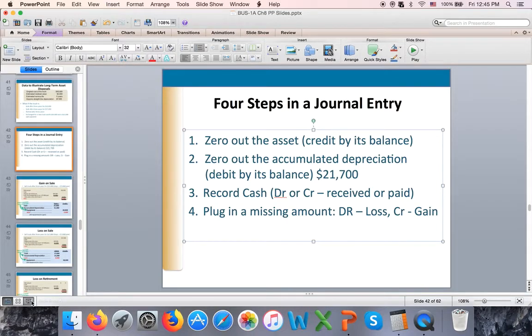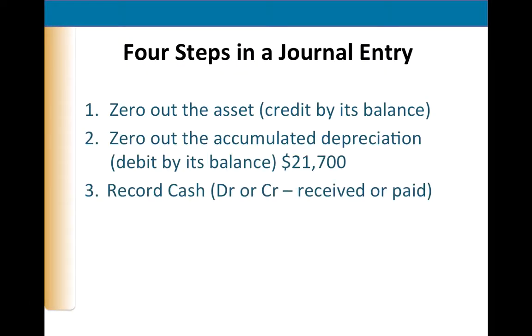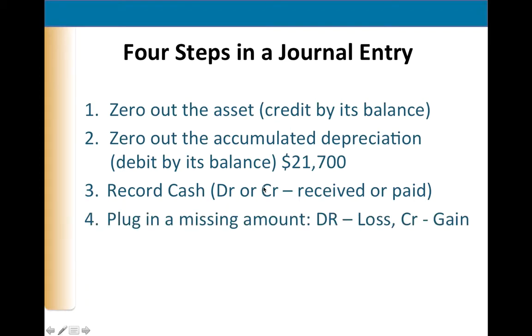Okay? And then step 3, look at cash, if cash is involved. If you are selling the truck, you debit the cash account. If you have to pay cash, you credit the cash account. And the last step, plug in what's missing. If you're missing a debit amount, you have a loss on the disposal of the asset. If you're missing a credit amount, you have a gain on the asset's disposal.